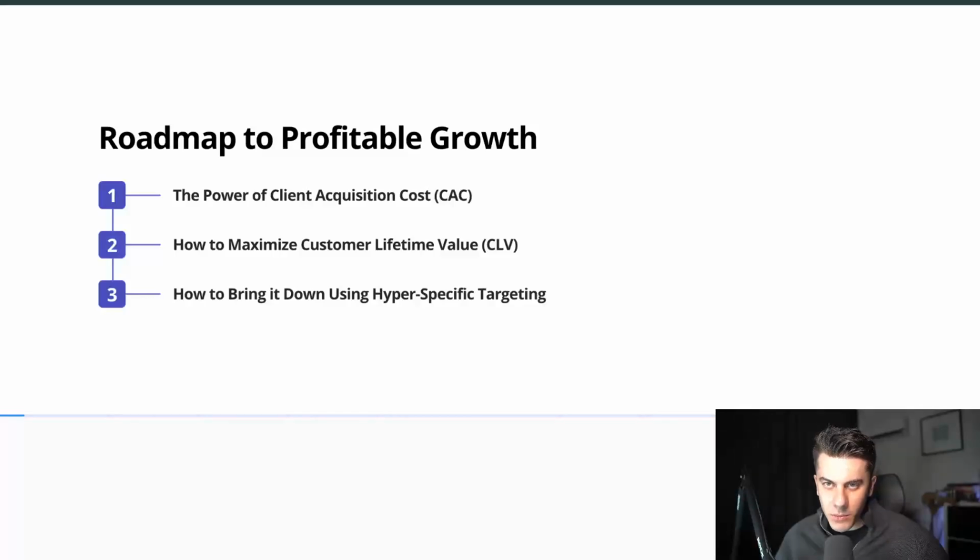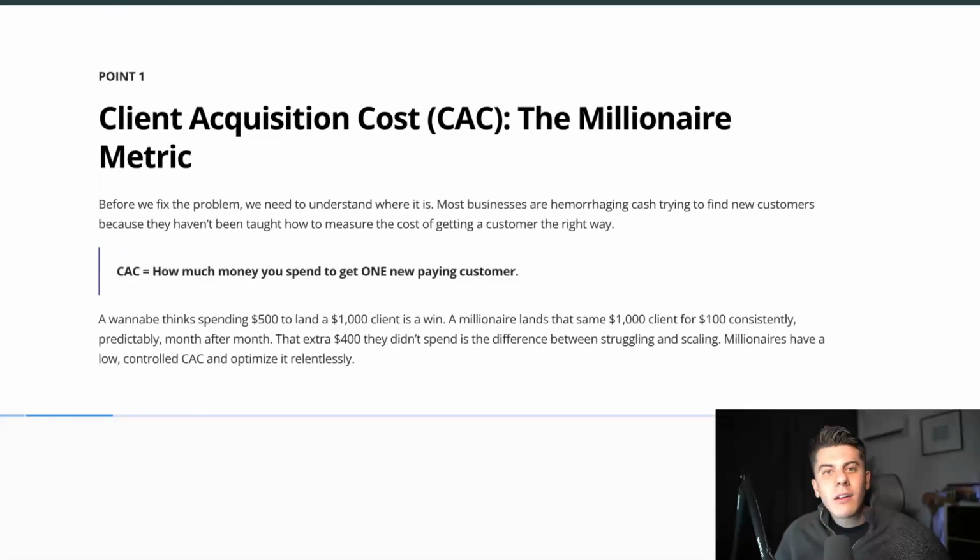Before we can fix the problem, we need to understand what the problem really is. And for most businesses, here's the harsh truth. They're just burning through cash trying to find new customers. Not because they're bad at what they do, but they've never been taught how to measure the cost of getting a customer the right way. Client acquisition cost, the millionaire metric.